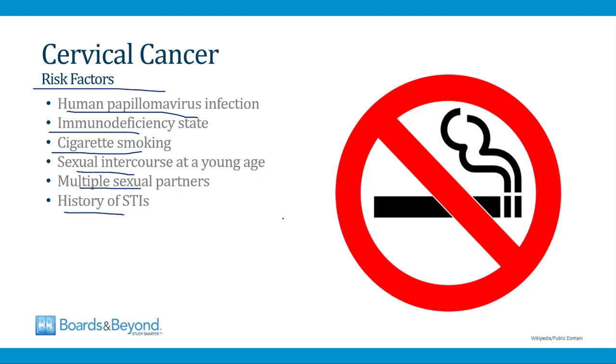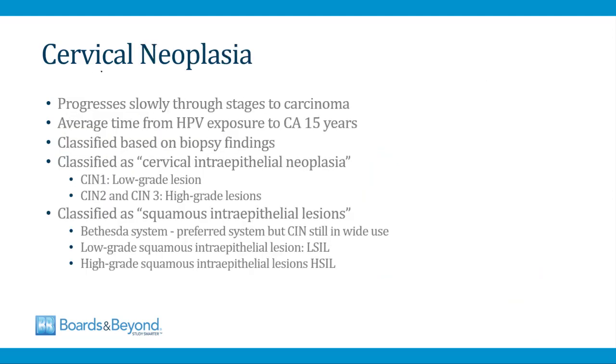So now let's talk about cervical neoplasia, which can occur in women who have chronic HPV infection. You should know that cervical neoplasia progresses slowly through stages until cervical carcinoma develops, and that's why we screen for this, because we can treat it in the early stages. The average time from HPV exposure to cervical carcinoma is about 15 years.